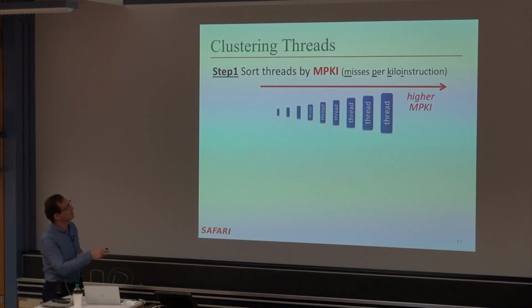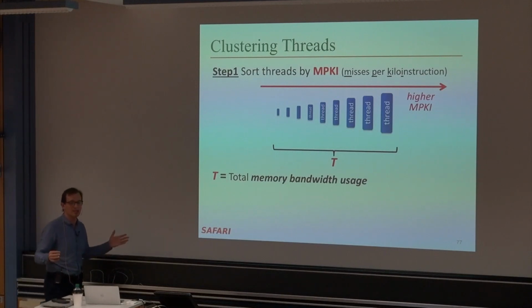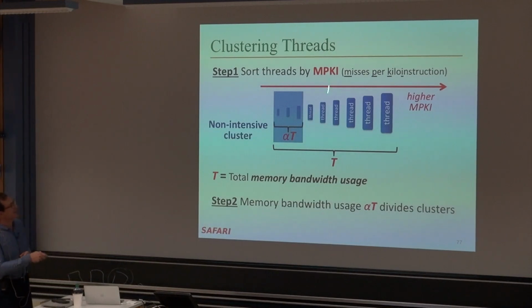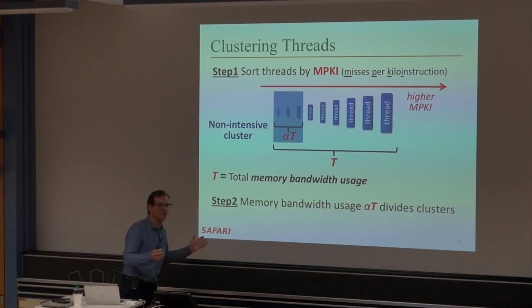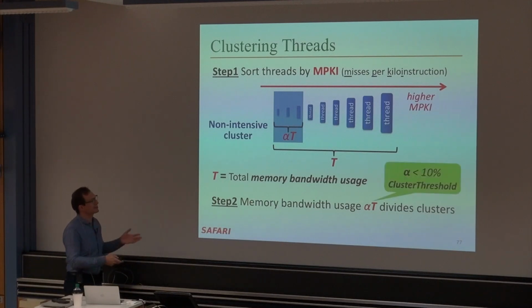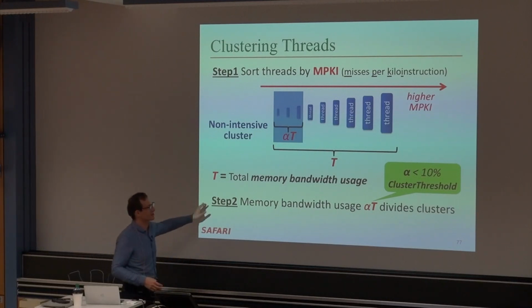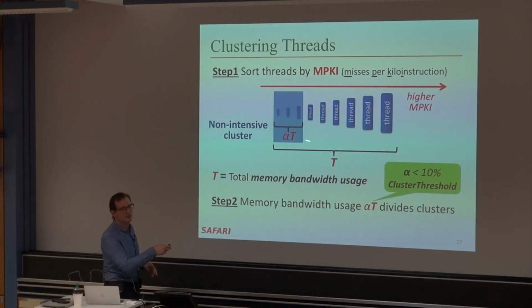We sort the threads based on misses per kilo instruction. Hopefully, these are the mice and these are the elephants. And we compute the total memory bandwidth usage, bytes per second, let's say. And you say the non-intensive cluster consists of those threads that use a fraction of that total memory bandwidth usage. This is one way of doing it. It's not perfect, but it's not terrible either. So in this paper, the cluster threshold is about 10%. This alpha is less than 10%. And this is one of the problems with this sort of approach, because this threshold is never easy to determine. Sometimes an elephant sneaks into the mice cluster.